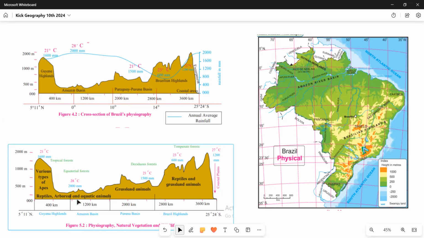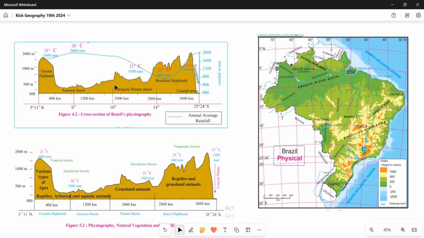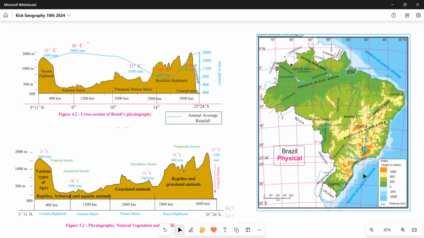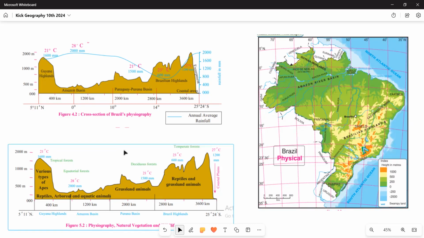So this graph you have in your book. Could you make out the meaning of these graphs and how are these graphs related to Brazil? You can understand a very simple fact that actually this graph is like this.